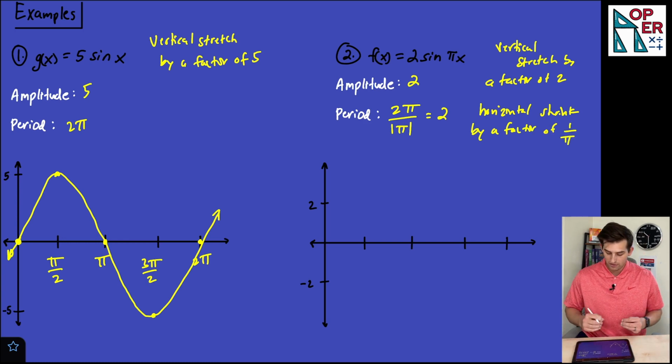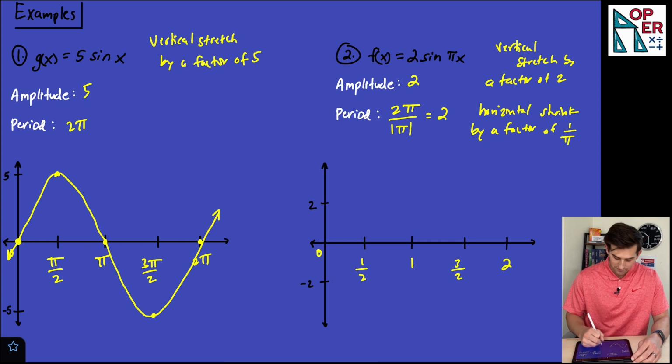So now we can make our graph. Well, let's go 0 here. Now the length of our period would be 2. So now let's build our other 4 sections. Half of 2 would be 1. This would be 1/2 or 3 over 2. And this would be 1 over 2.